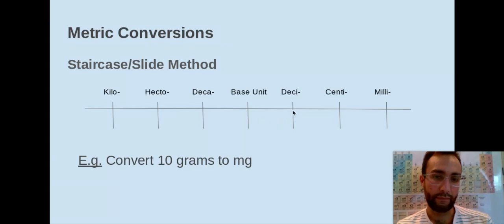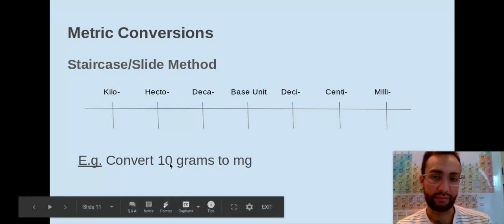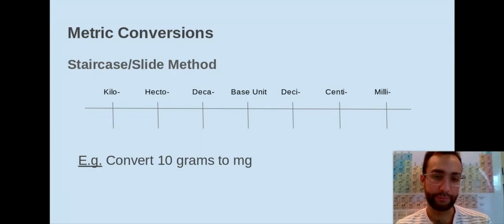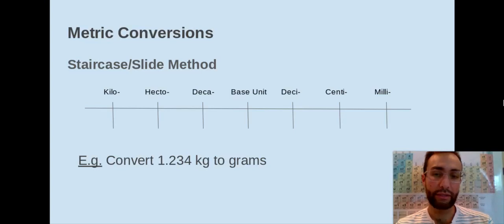I'm going to go 1, 2, 3. 3 times to the right. So we're going to find over here where 10 is. Put the decimal point 3 times to the right. And then we'll be able to convert to milligrams. So you'll get 10,000 milligrams. A little bit easier. So go ahead and try this one. You're going to convert 1.234 kilograms to grams using the slide method.